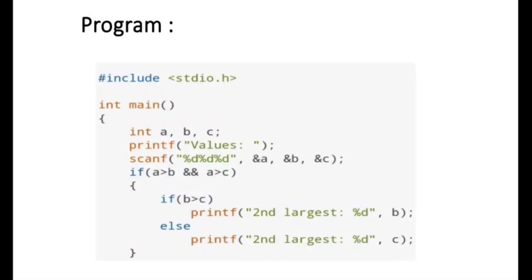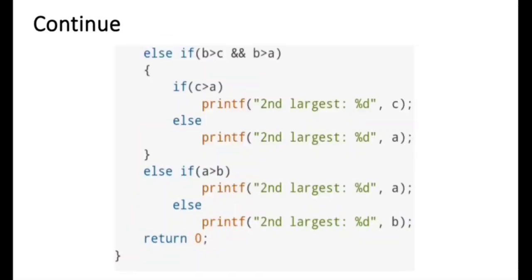If a greater than b and a greater than c, after using if statements, curly braces must be used. And if b greater than c, printf second largest %d, close the quotation marks, comma b, else printf second largest %d comma c, and close the block with curly braces. So this program can be written in many ways. This is one of the ways.